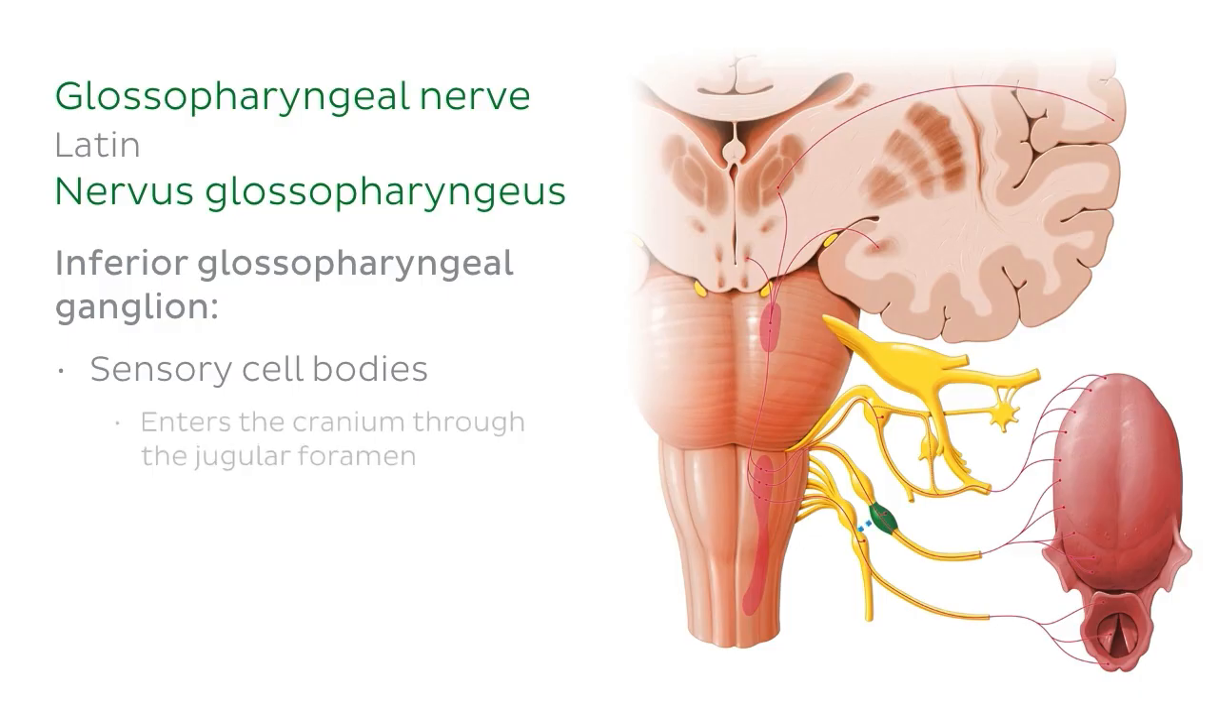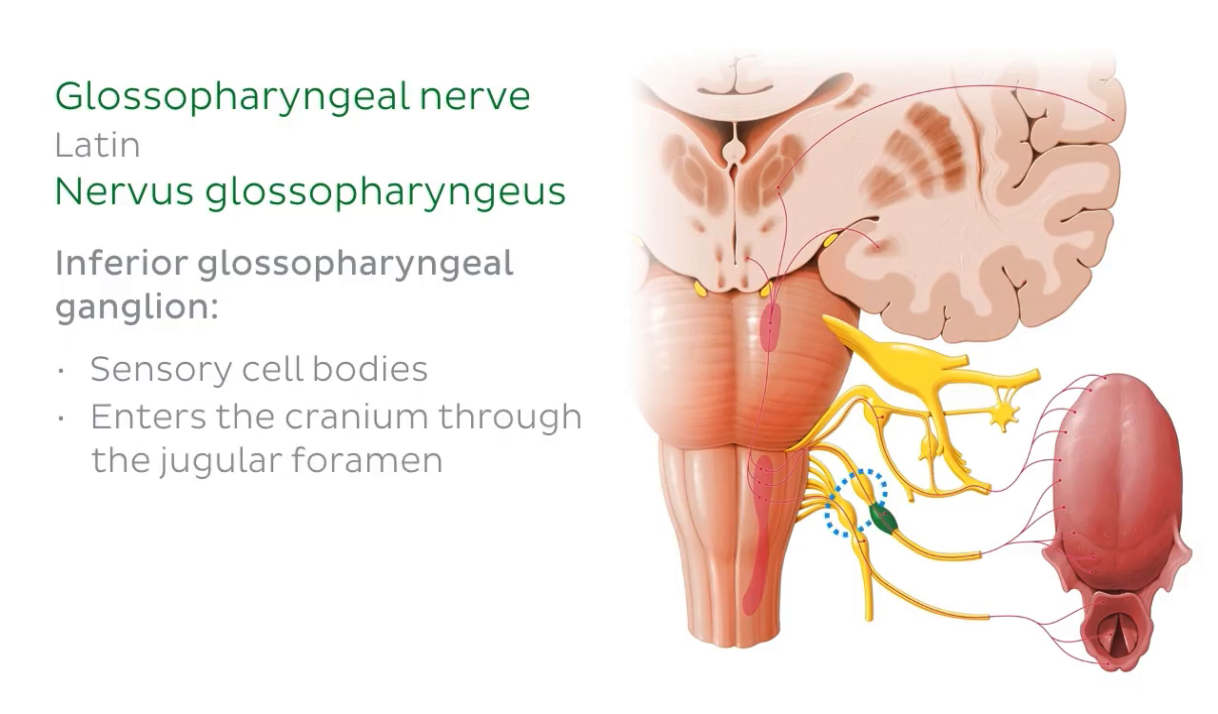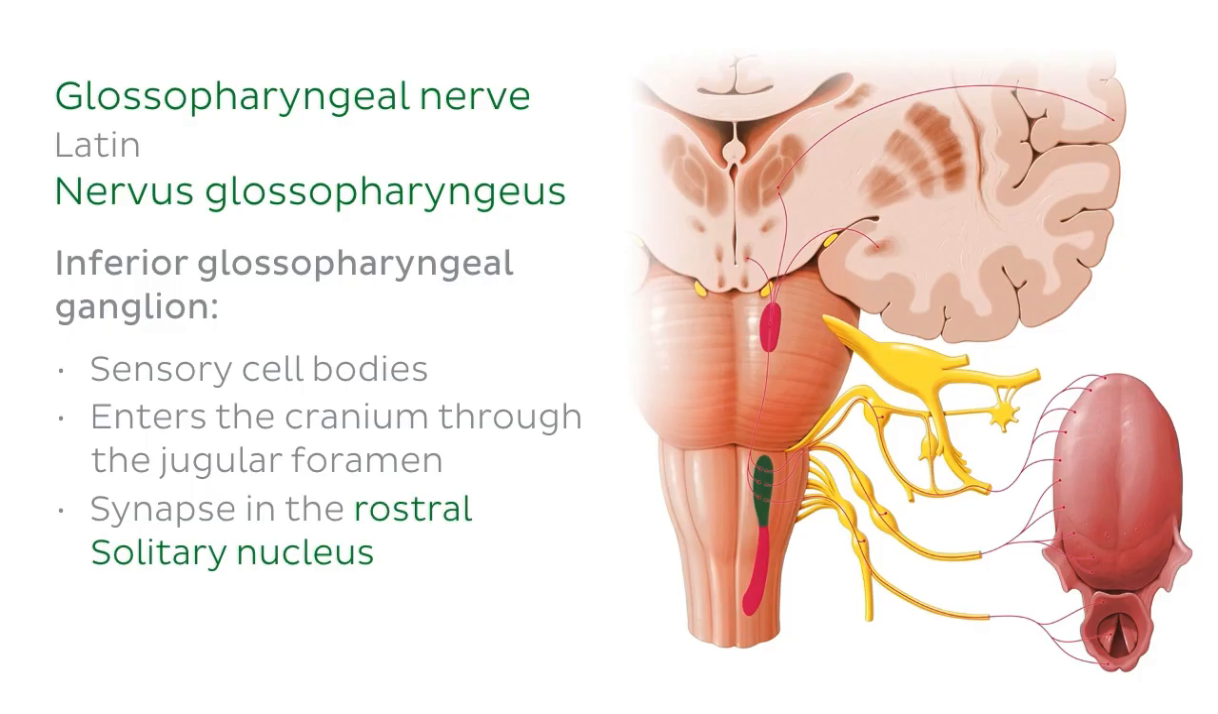The glossopharyngeal nerve enters the cranium through the jugular foramen with the vagus nerve and the accessory nerve, and the afferent fibres travel through the superior glossopharyngeal or the lesser petrosal ganglion. They carry on into the medulla through the cerebellopontine angle to synapse in the rostral solitary nucleus, which is slightly caudal to the synapses of the facial nerve, and you can see this on our diagram just here.